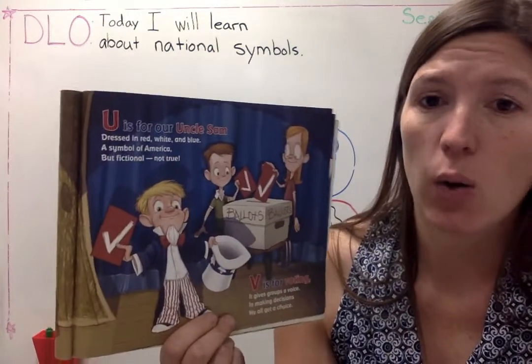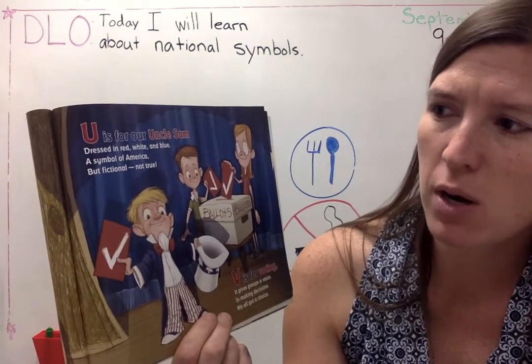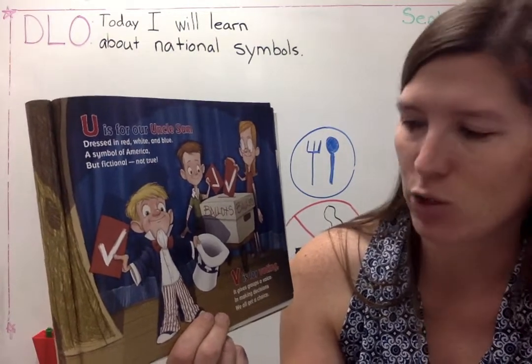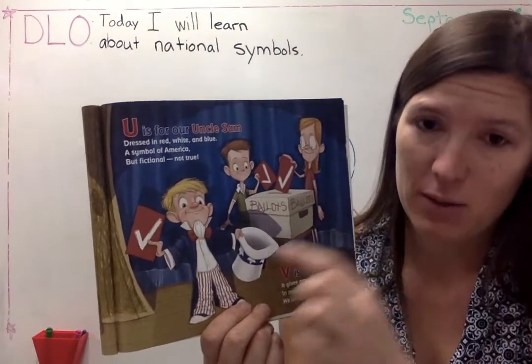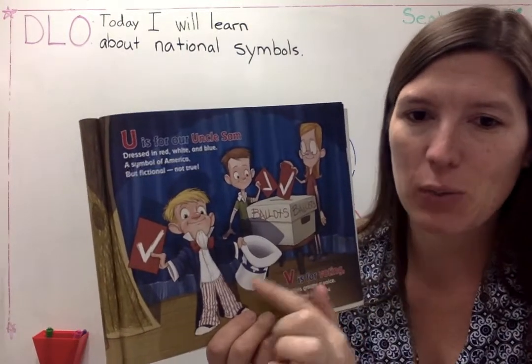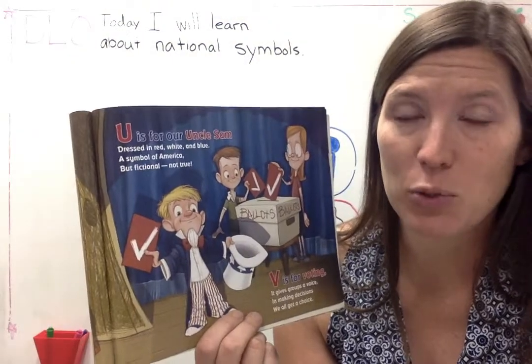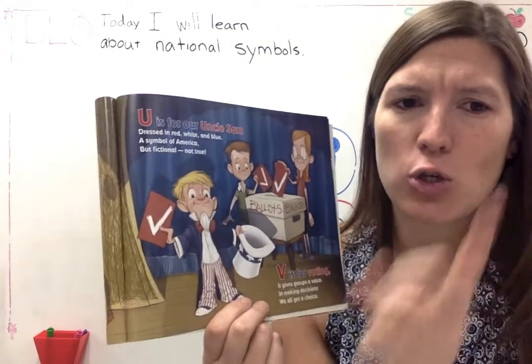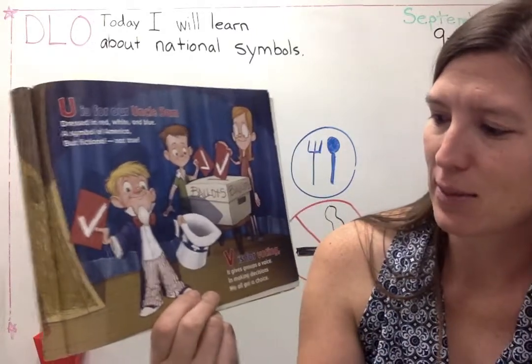U is for our Uncle Sam, dressed in red, white, and blue, a symbol of America, but fictional, not true. So Uncle Sam, I have a picture I'll show you another time, but he's just a made-up person. He wears a big, tall hat, and he wears red, white, and blue, and sometimes he is on posters that say, I want you to join the U.S. Army. So he's a symbol of the United States.